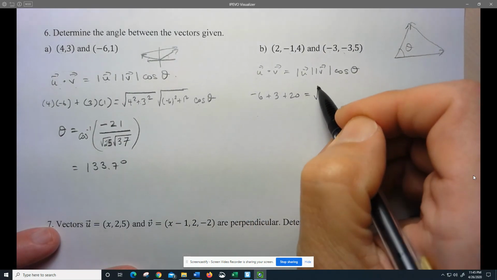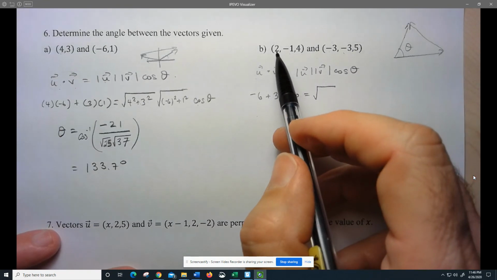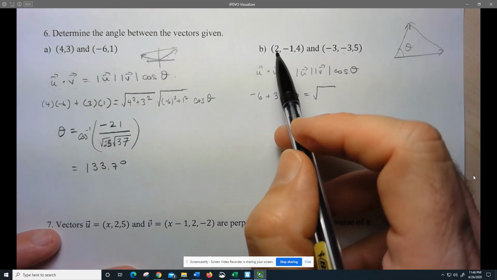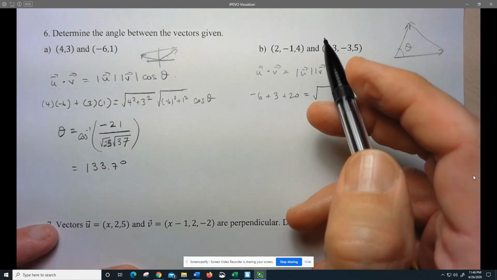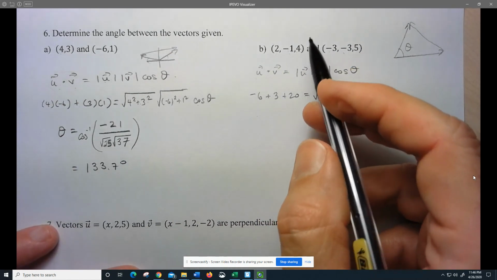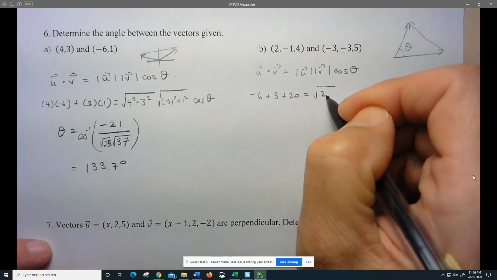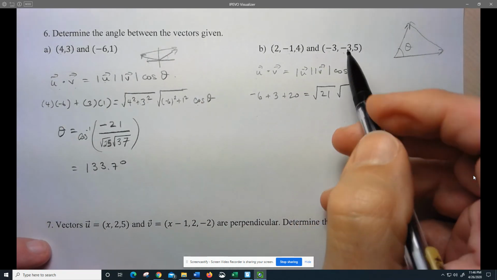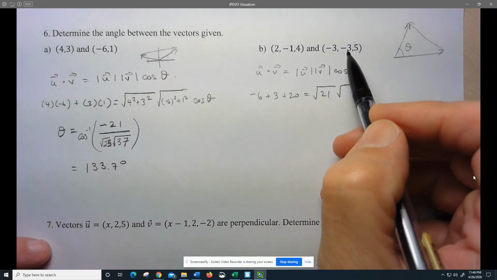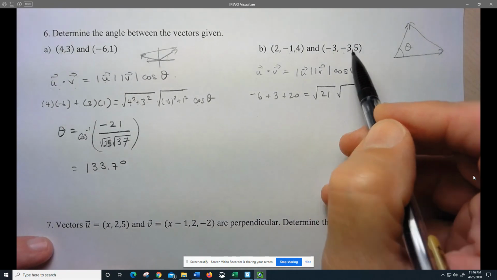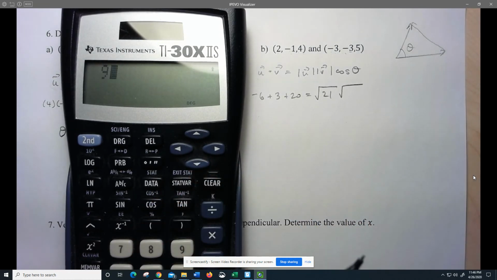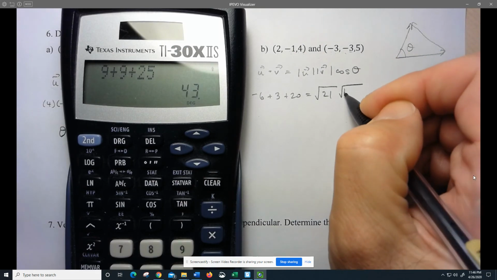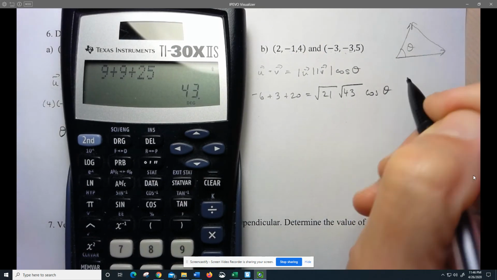And that's equal to, so what's my magnitude here? So remember, I'm squaring all of these. So 4 plus 1 is 5, plus 16 is 21. Okay, and here what do we have? We have 9 plus 9 is 18 plus 25. Well, that one I'll just, to be sure, do on my calculator. 9 plus 9 plus 5 times 5 is 25. So 43 times cos theta.